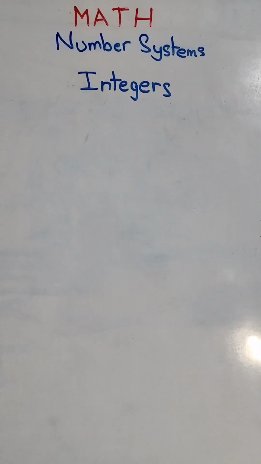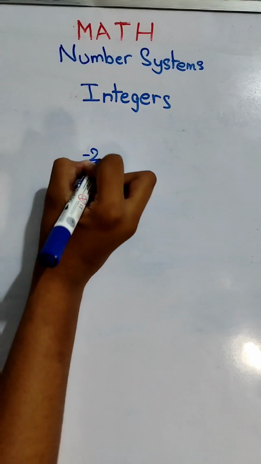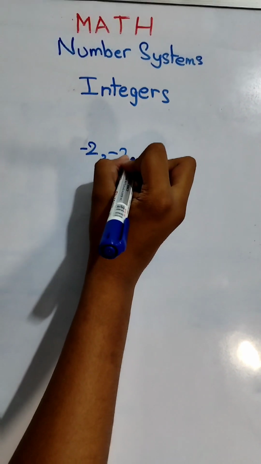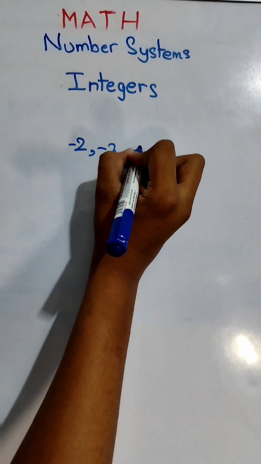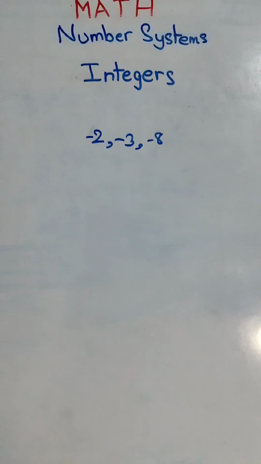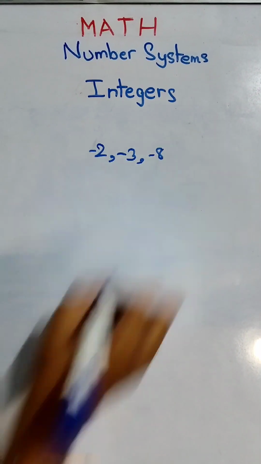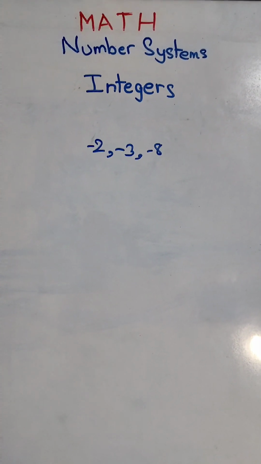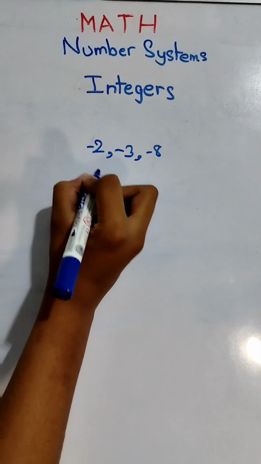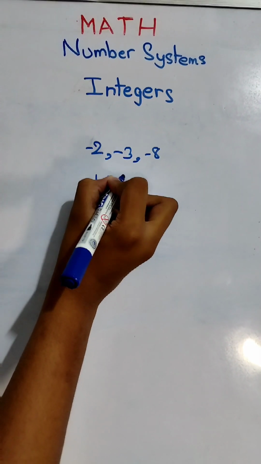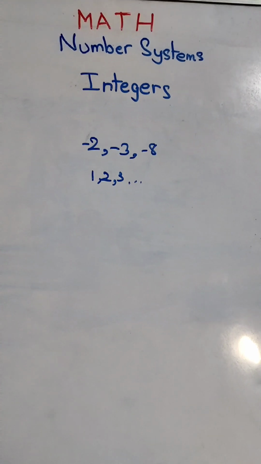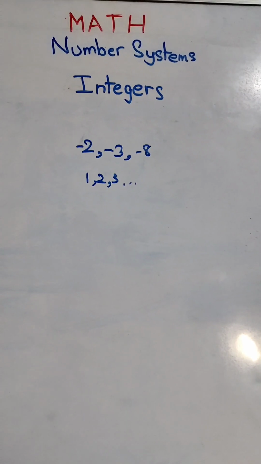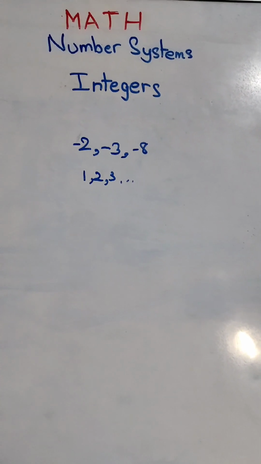Some examples of integers are -2, -3, and -8 is also another integer. But integers are not only the numbers on the negative side, they can also be numbers on the positive side. For example, 1, 2, 3, they go on forever. They cover all the sides unlimitedly. Today I'll be teaching you how to add, subtract, multiply and divide these integers.